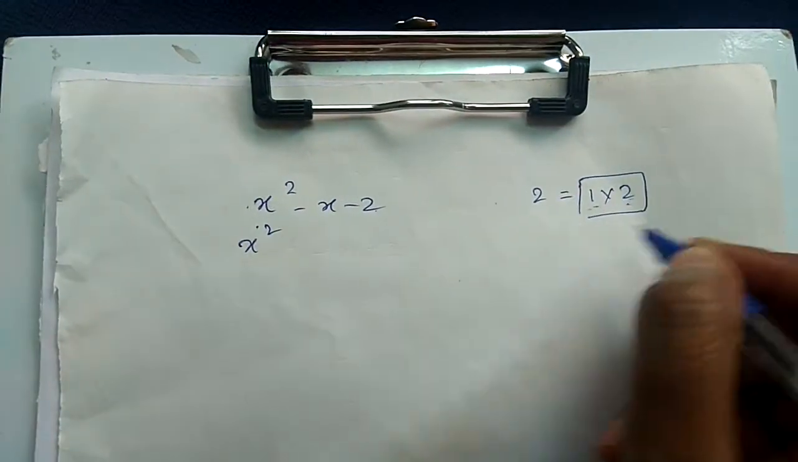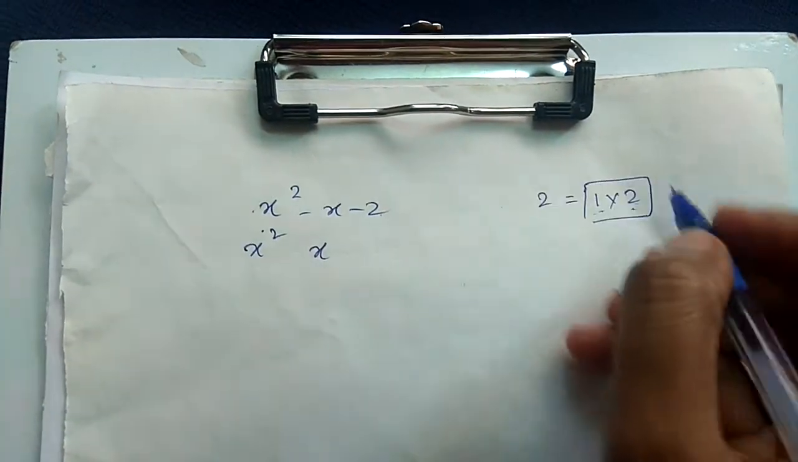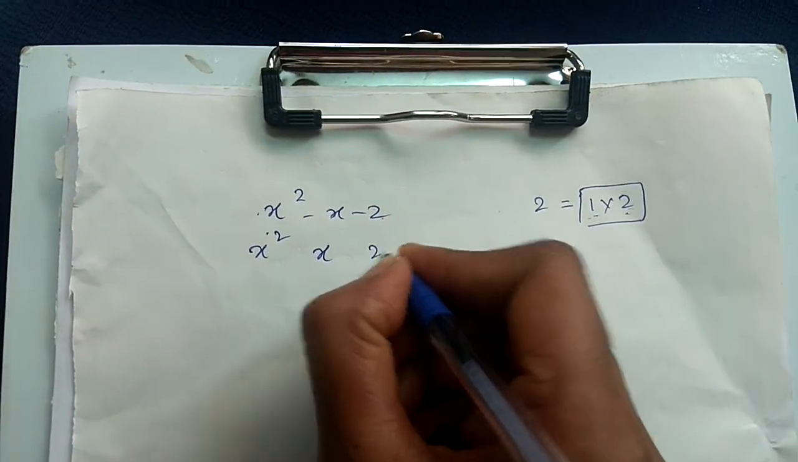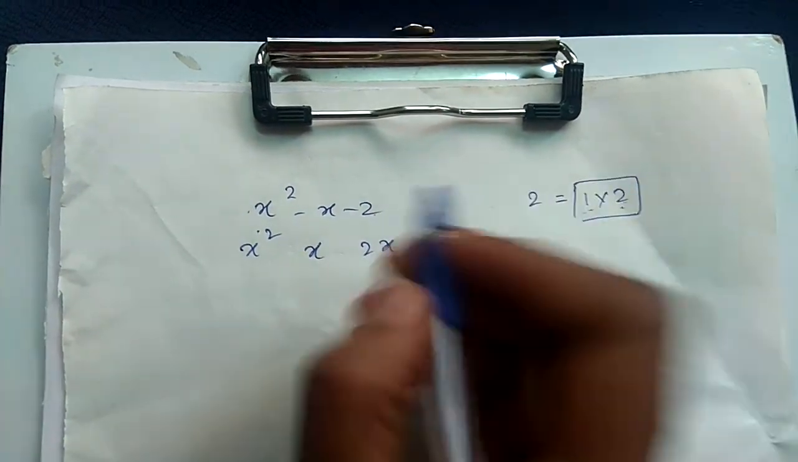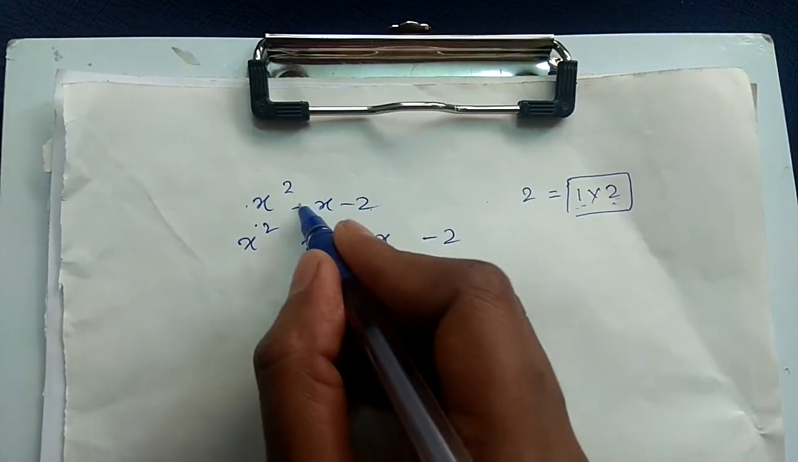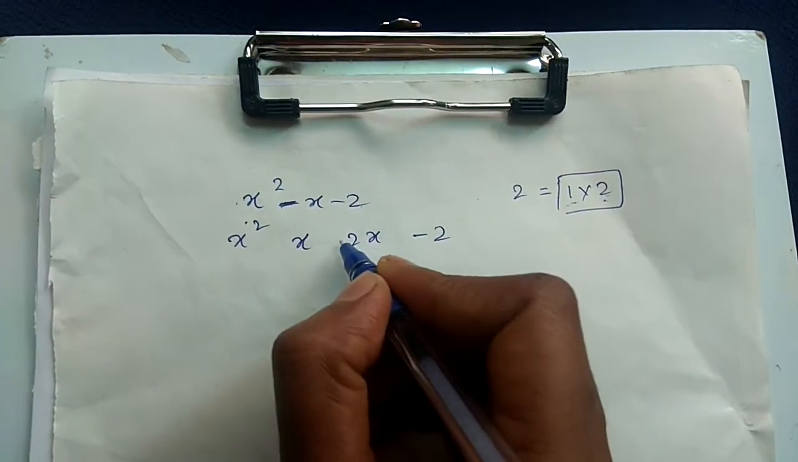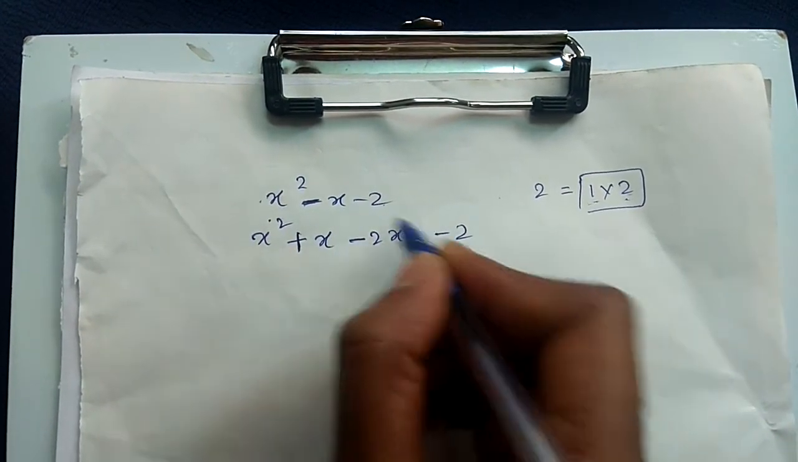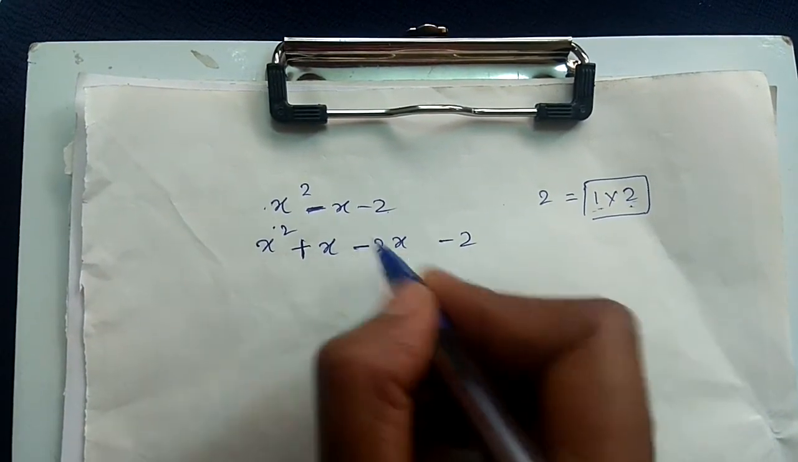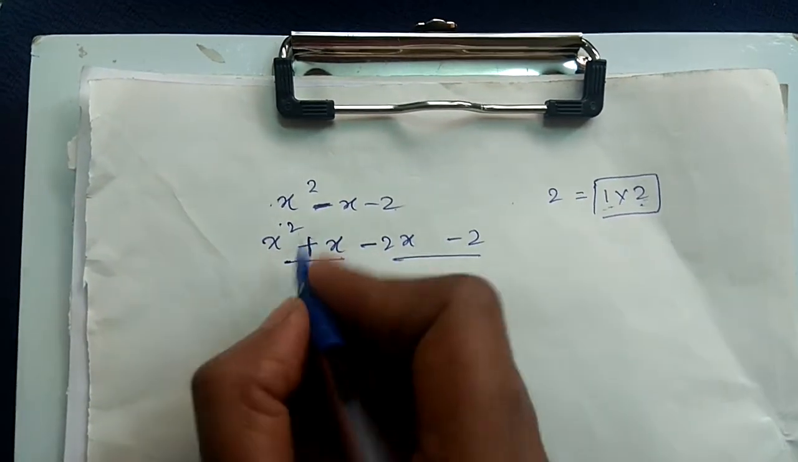x square. Here 1 into x is x. 2 into x is 2x, minus 2. First and last term we have to keep as it is. And there is subtraction, remember. And we'll give the sign of this to the bigger digit. That is what? Minus 2. And if you make this plus, then only it will be matching with this. That is minus x. Now you know the factorization.